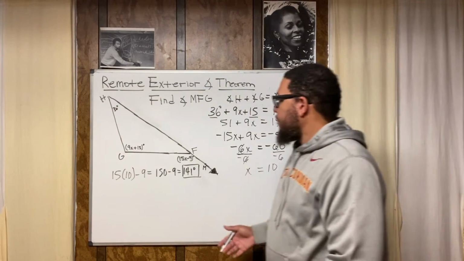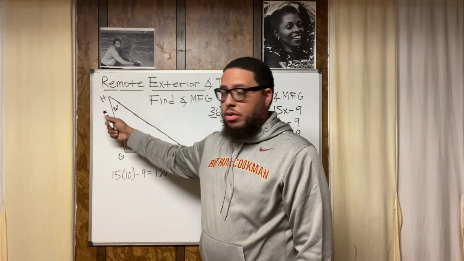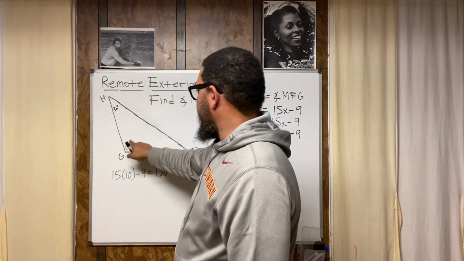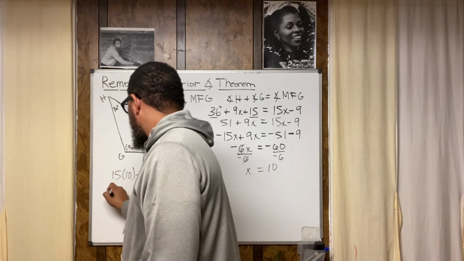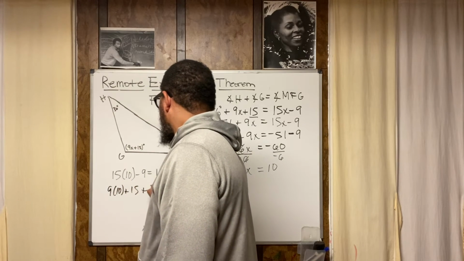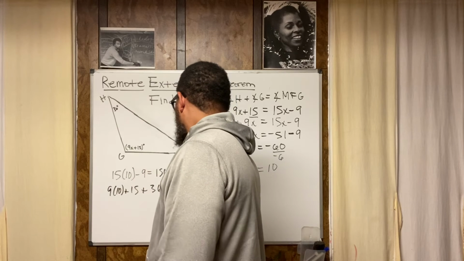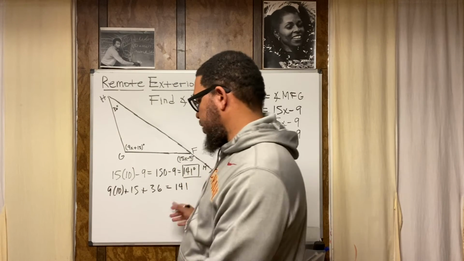Let's check our work. Now, I know that this angle must be equal to the sum of this angle and this angle, right? So let's figure out what this is. If x is 10, then 9 times 10 plus 15 plus that 36 up there should also equal 141. Let's see if it does.